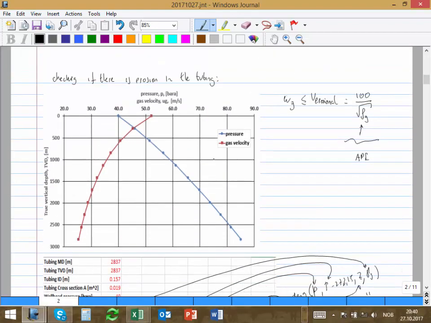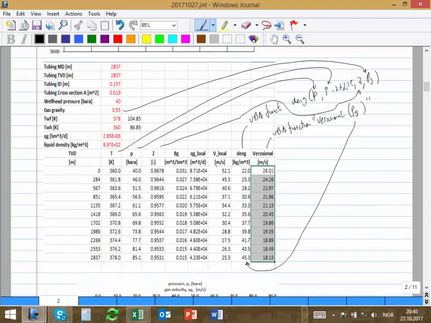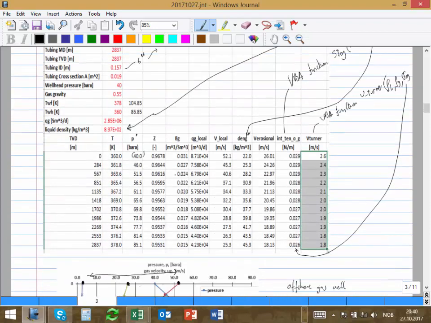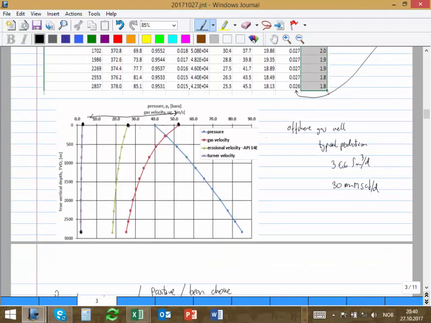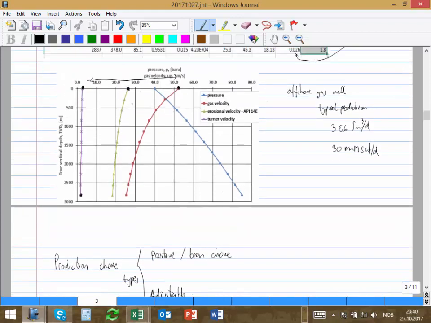Then we said, we already have the velocity, so let's use what Milan taught us on Wednesdays to calculate the erosional velocity and the liquid loading velocity and see how our velocity compares to them. And we saw this well has a problem. It has too high a velocity, so it is violating the erosional velocity. Just to show the example of why it is important to have the pressure along the tubing.